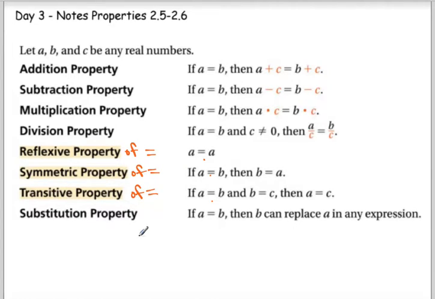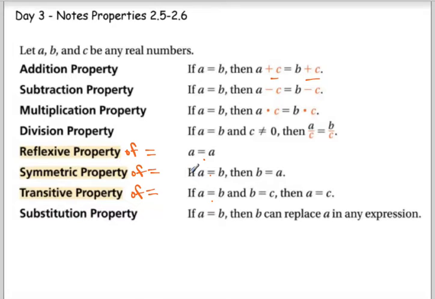Now the addition property is just adding the same thing to both sides like you do when you're solving algebra problems. They can add a segment to both sides, they can add an angle to both sides, or the measure of a segment or the measure of an angle. Subtraction property, you could subtract a number, you could subtract the length of a segment, the measure of an angle. Multiplication property, you can multiply both sides by the same thing. Division property, dividing both sides by the same thing.